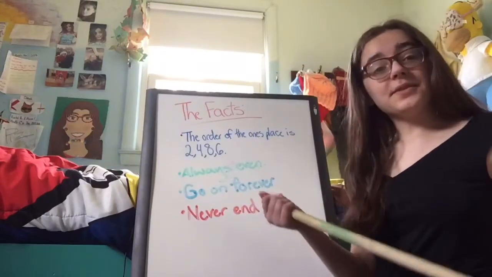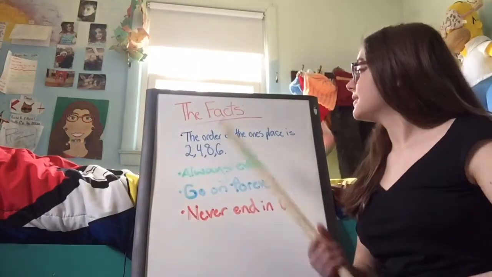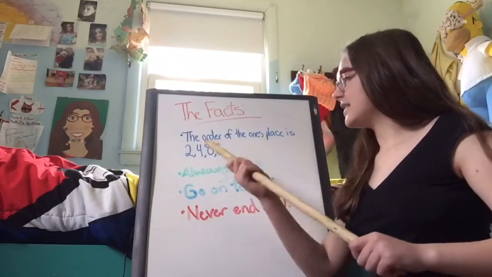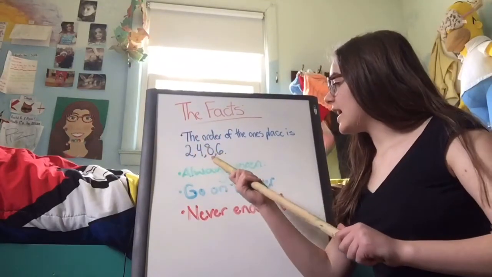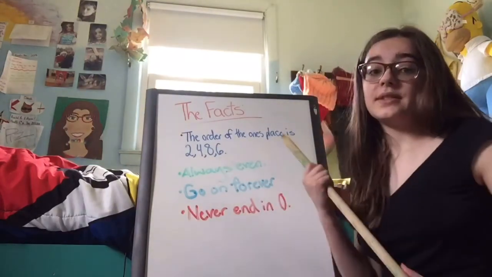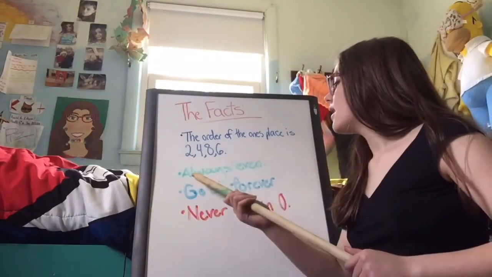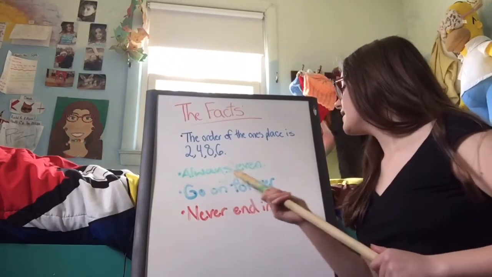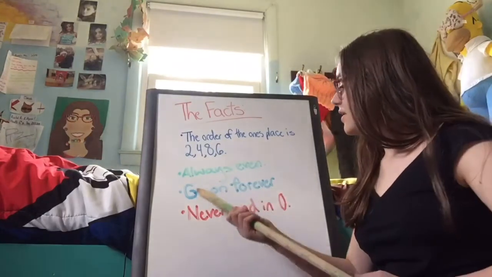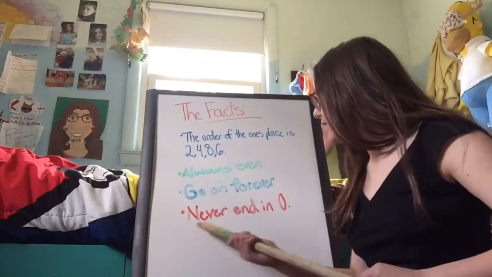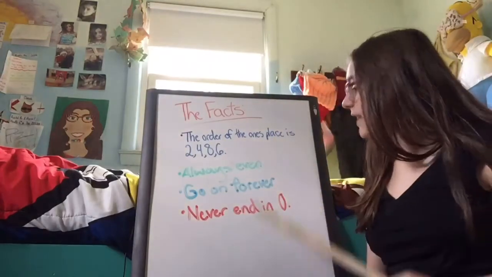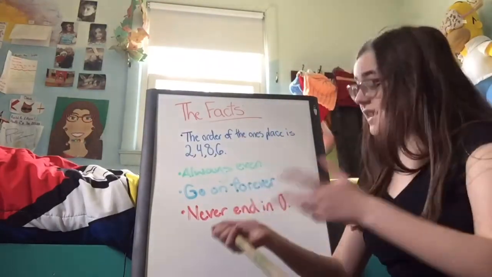These are some simple facts about powers of 2. Fact number 1: the ones place follows the order 2, 4, 8, 6. Don't believe me? I will prove it to you. Another fact is that powers of 2 are always even. I'll also prove that to you. And they go on forever and never end in 0. If you don't believe any of these facts, I will prove them to you right now.